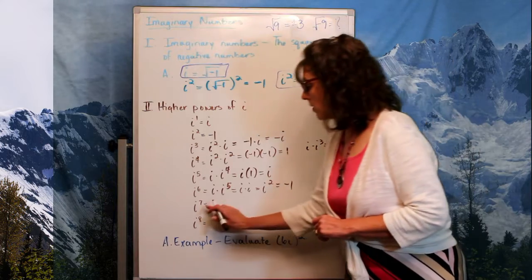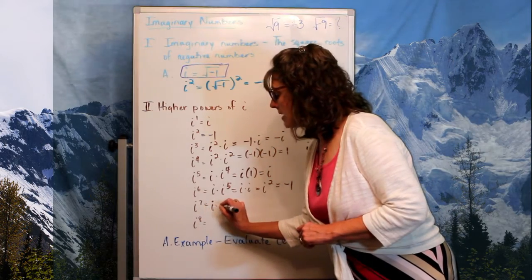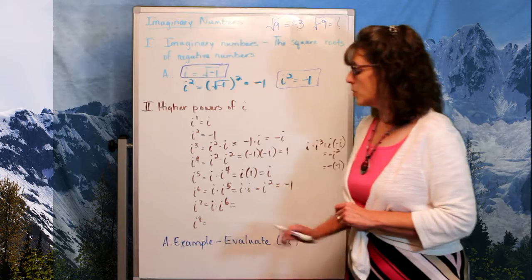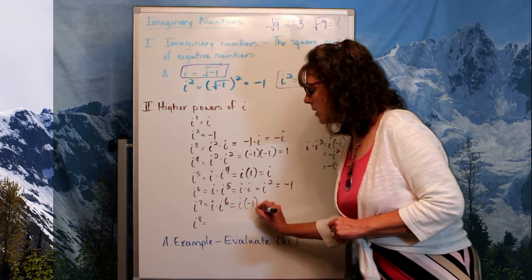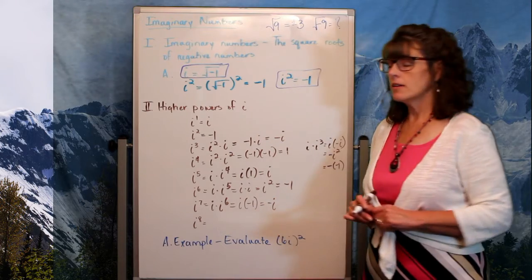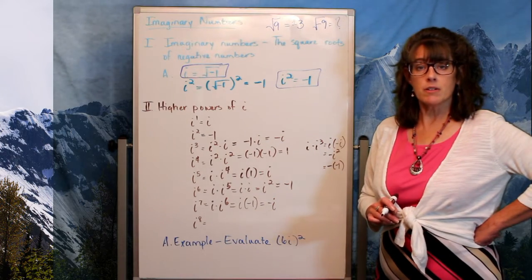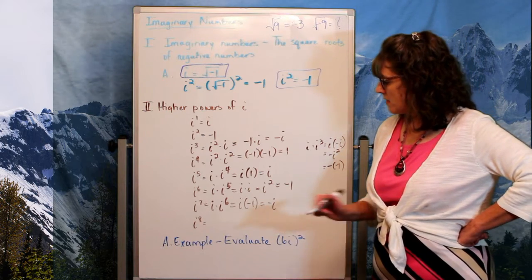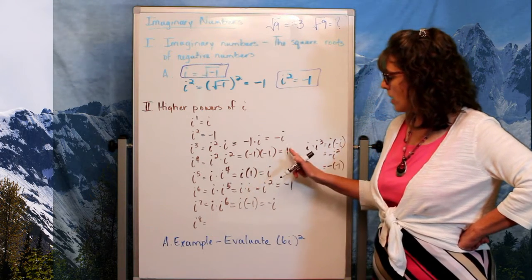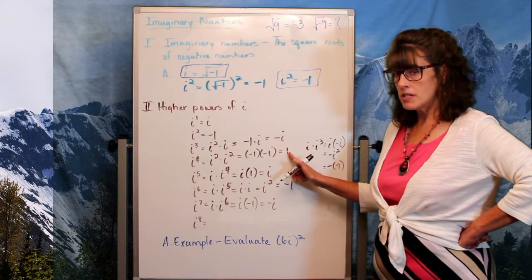Okay, i to the seventh. It's going to be i times i to the sixth, but we just figured out i to the 6th was a negative 1. So this is i times negative 1, which is negative i. Are you noticing something? I am too. I bet money that this one down here is a 1. Let's see if that happens.